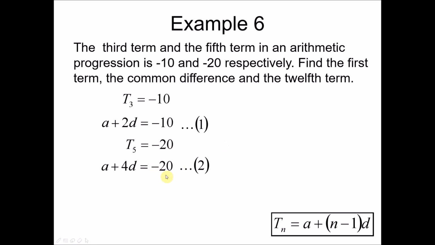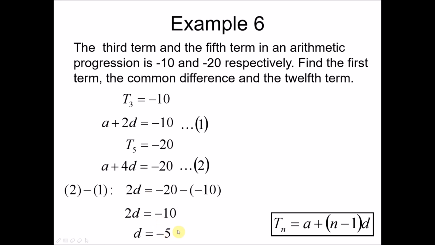There are two methods you have used, elimination or substitution. In this case, since a has the same coefficient, we use elimination. 4d is bigger than 2d, so I take equation 2 minus equation 1. Equation 2 minus 1: a minus a is 0. 4d minus 2d, you get 2d. -20 minus -10. So now we can find the value of d: 2d equals -10, d equals -5.